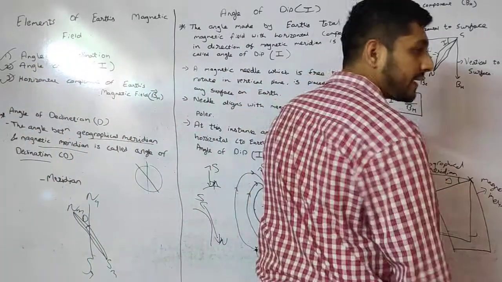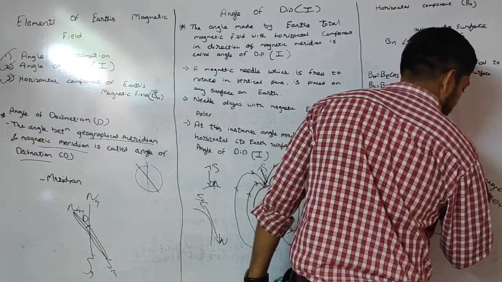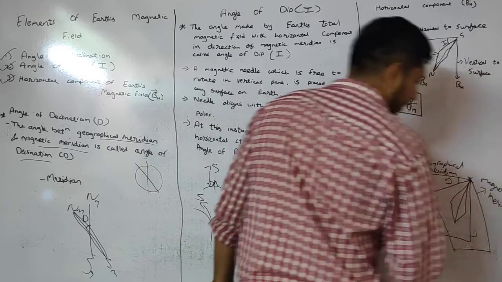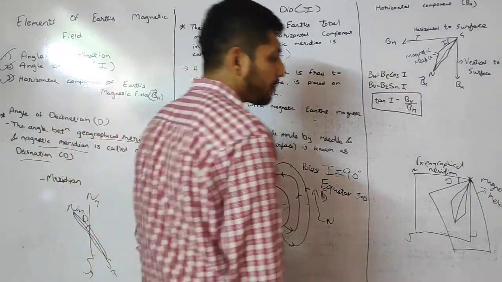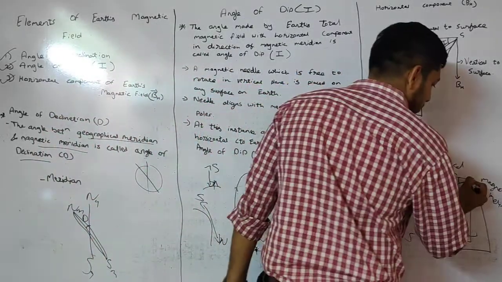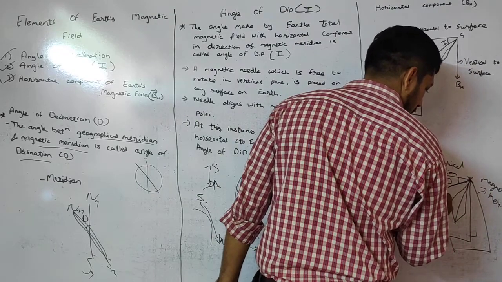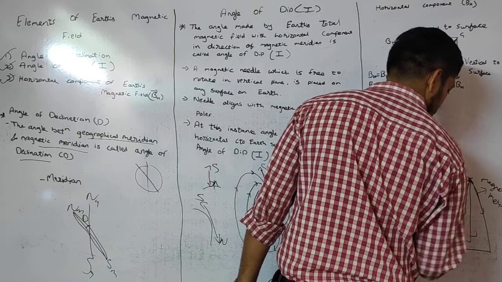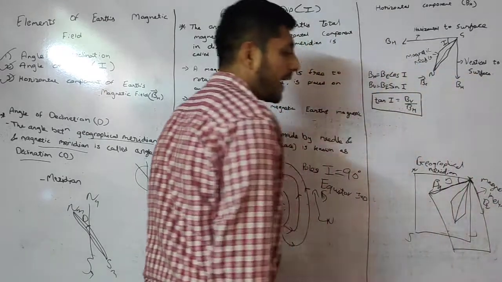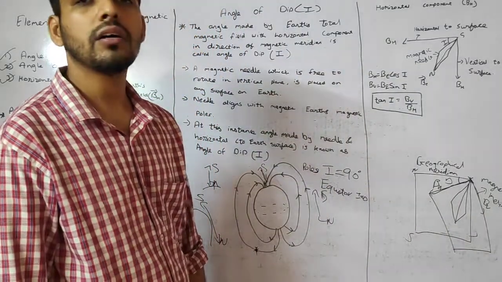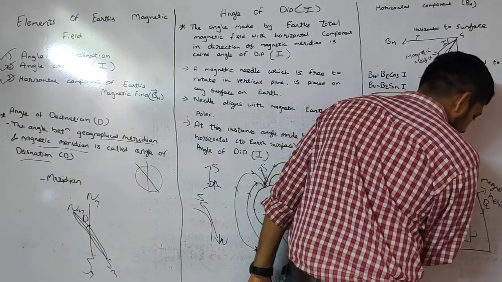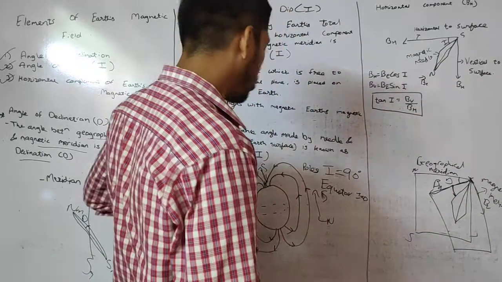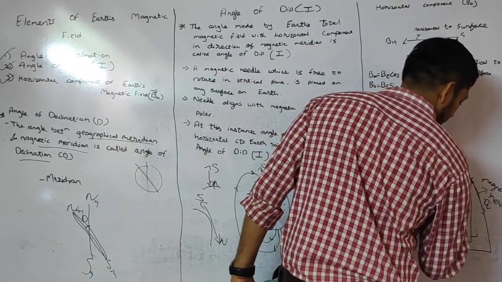Now suppose you keep a magnetic needle at this point. The magnetic needle will show this direction. This will be your magnetic needle. So what becomes the horizontal and vertical component? This upper line becomes the horizontal component and this line becomes the vertical component. So this will be your BH and this will be your BV. The angle between the horizontal component and the magnetic needle is your angle of dip. So this will be I.